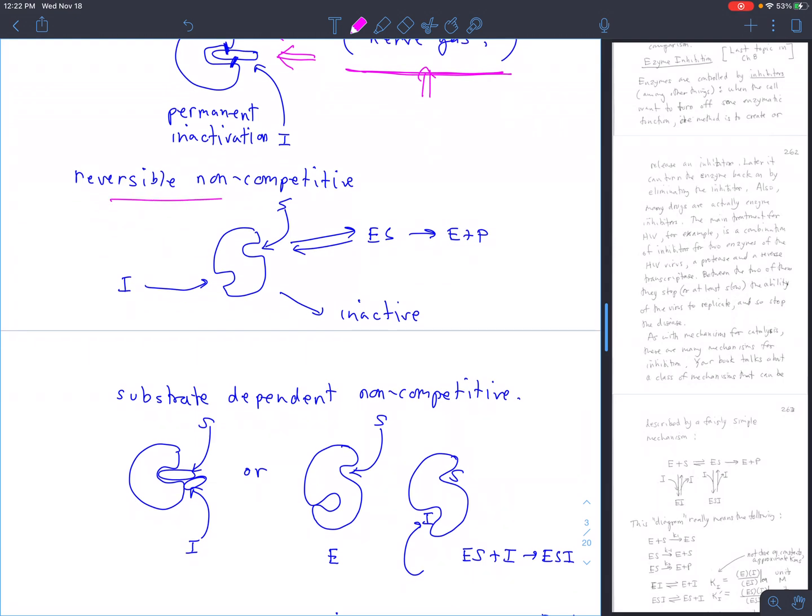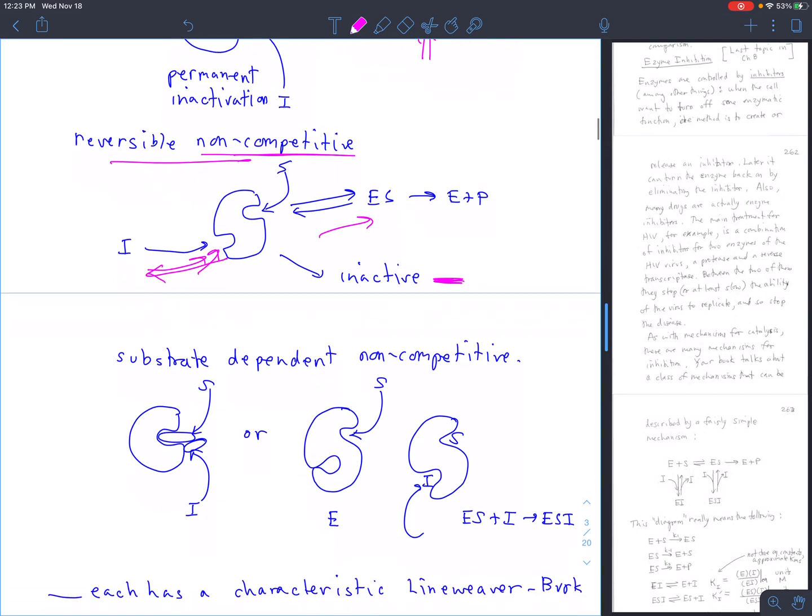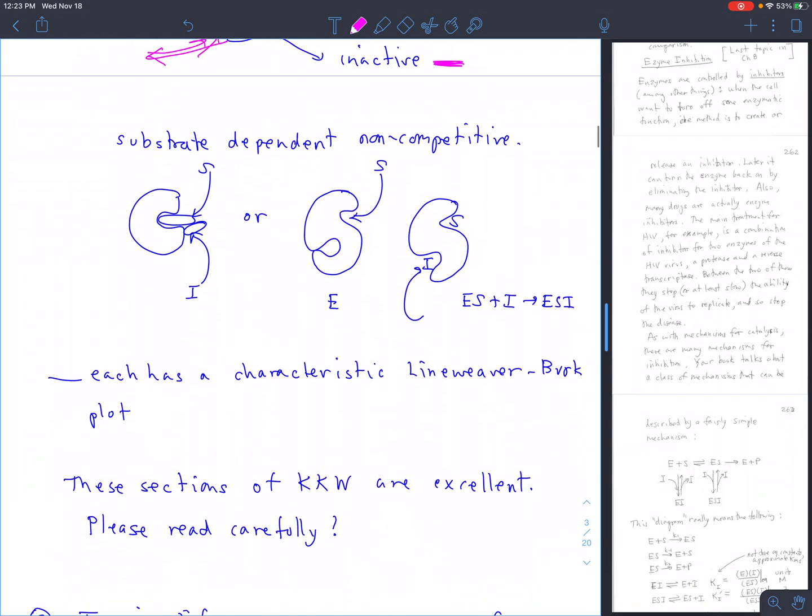Anyway, then there's reversible non-competitive, and since it's non-competitive, that means it's binding to another site here. That means the I can go on, but it can also come back off. And so while it's bound, you have an inactive enzyme, but it can come back off, and the enzyme can become active again.